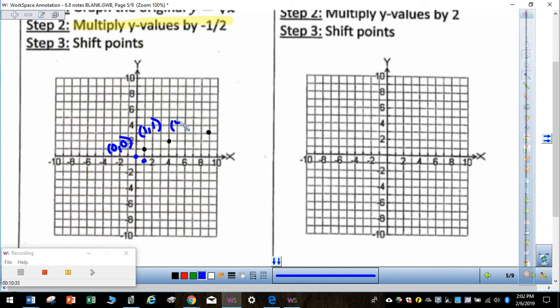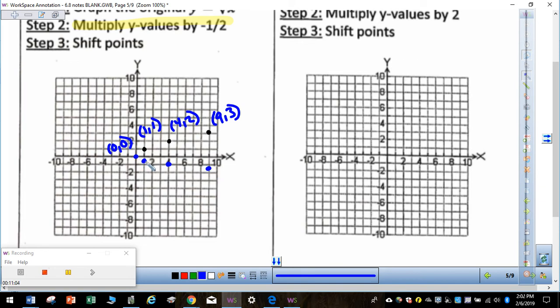The next ordered pair we had was 4, 2. Keep the x value the same. The y value, which is 2, we're going to multiply that by negative 1/2, and that gives us negative 1. So when x is 4, the new y value is negative 1. Last point over here, 9, 3. We're going to keep the x value of 9 the same. 3 times negative 1/2 is negative 3/2, or negative 1 1/2. So that's going to look something like this.